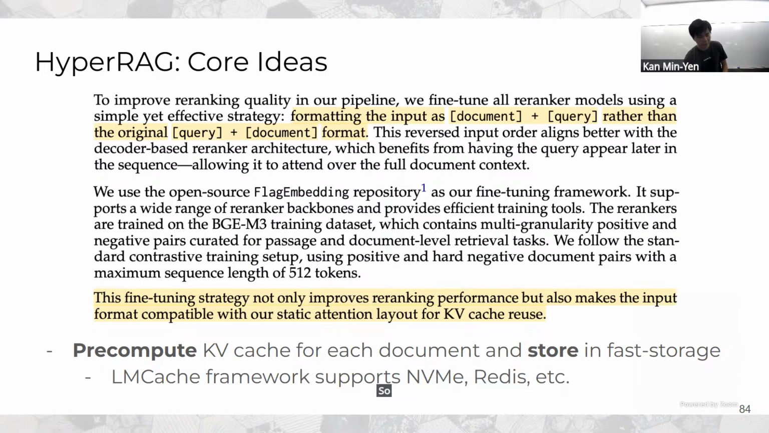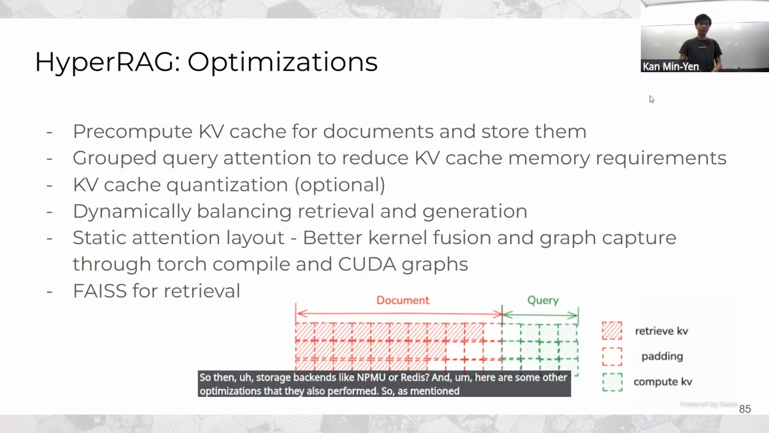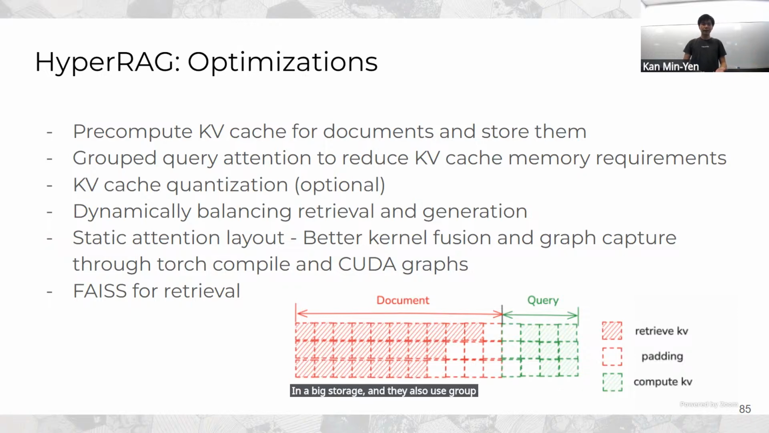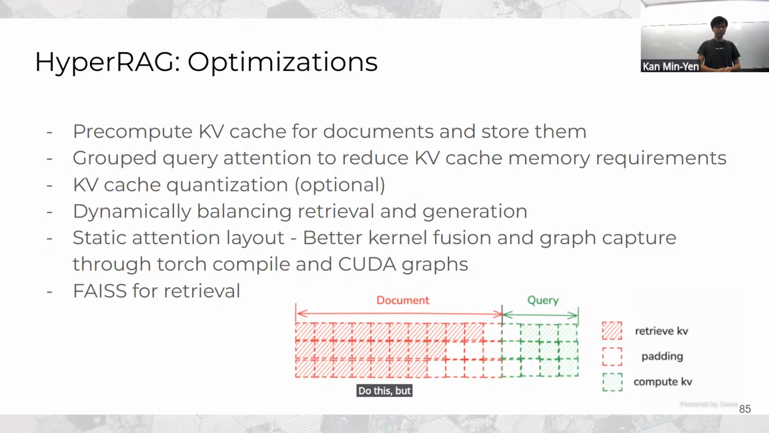So they use the LMCache framework, which supports certain storage backends like NVMe or Redis. And here are some other optimizations that they also perform. As mentioned previously, they pre-compute the KV cache for documents and store them in a big storage. And they also use grouped query attention to reduce the KV cache memory requirements. And they optionally turn on quantization for the KV cache. In the final Gemma 2B model, they did not do this, but it's an option that you can use.